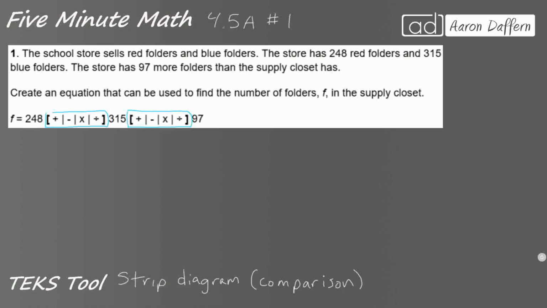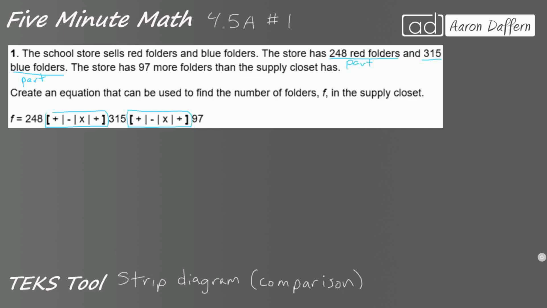Well, let's represent this with a strip diagram. When we do that, we could figure out what operations we need to put into our equation. Okay, so the store sells red and blue folders. We're dealing with folders, but this is going to be a part, and this over here is going to be another part. If I put those two parts together, that's going to give me the total number of folders that the school store sells.